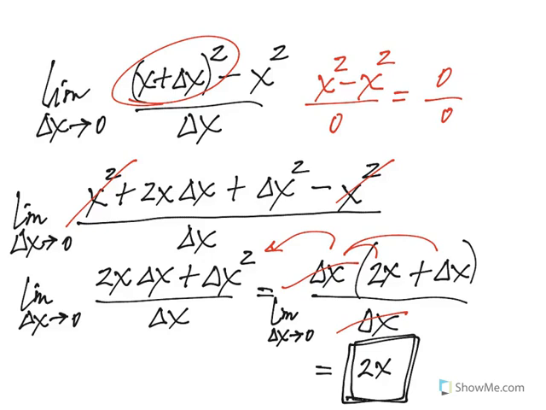I know it seems weird not to have a numeric limit, but it will happen occasionally in tonight's homework. That is what you're looking for. All right, let's do another example.